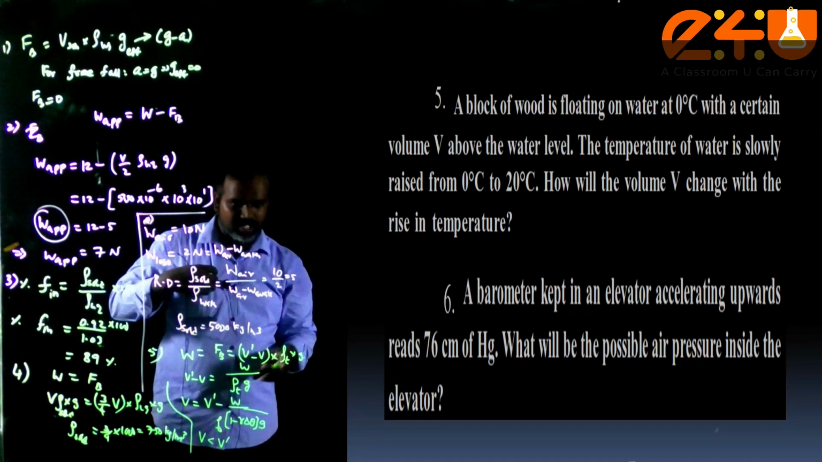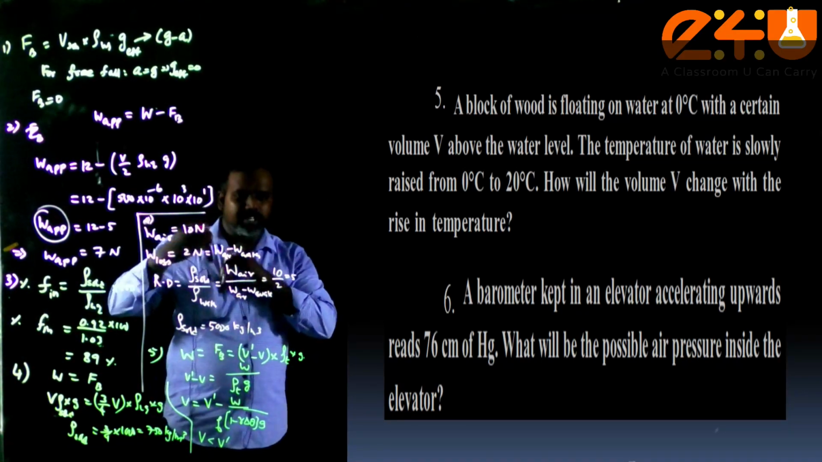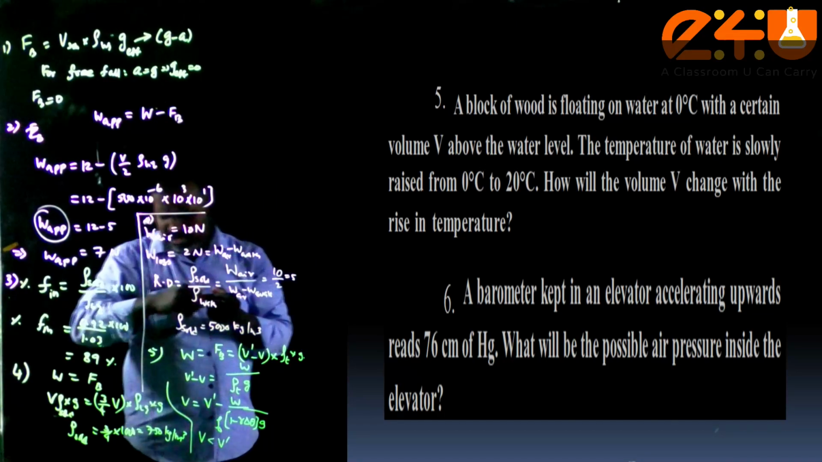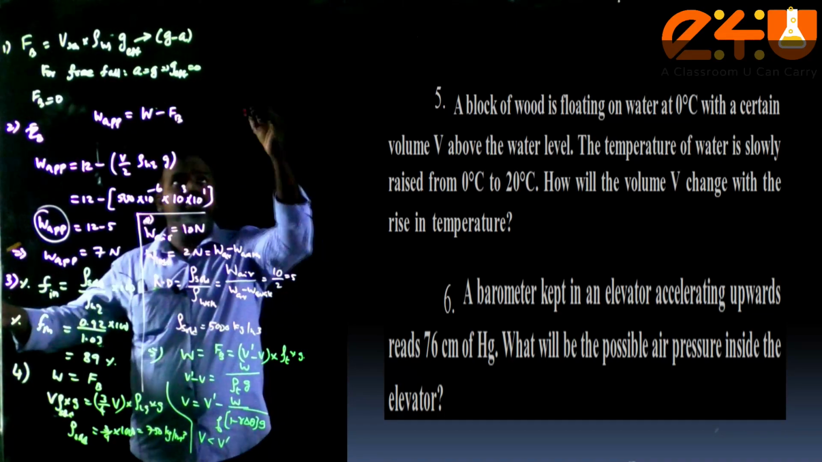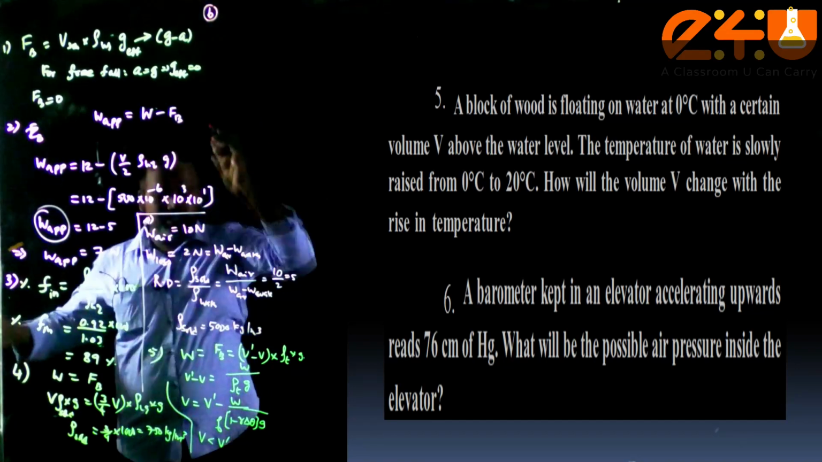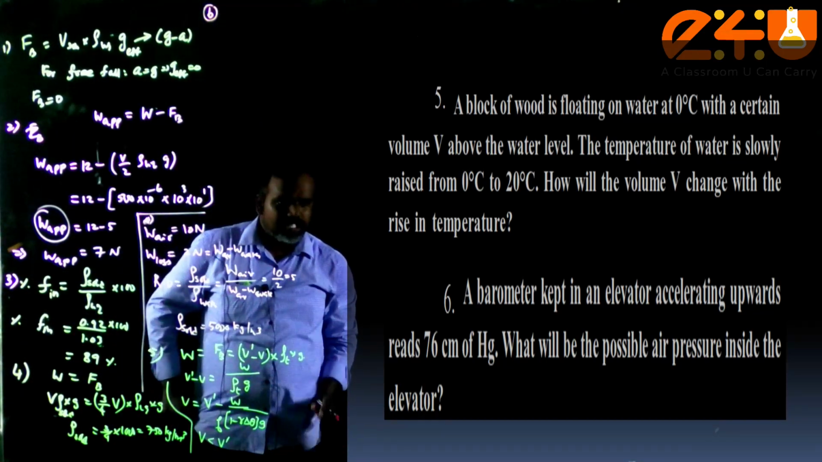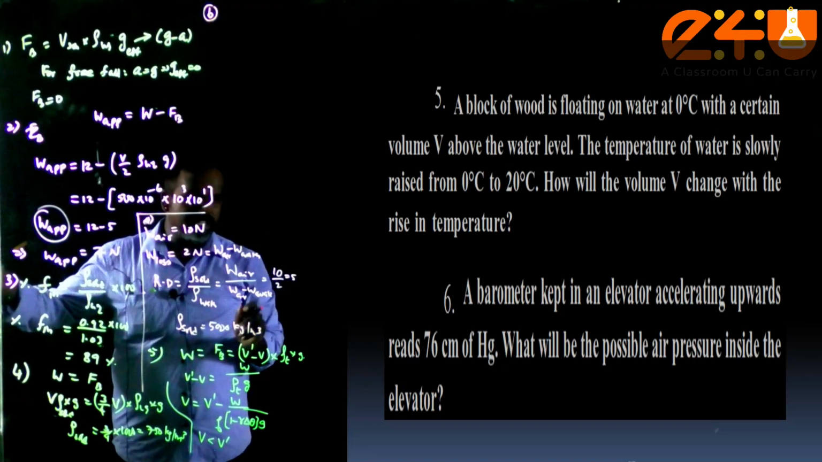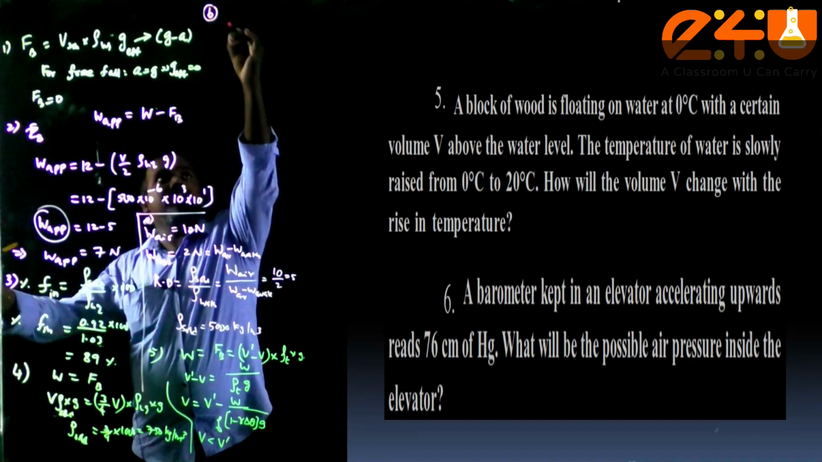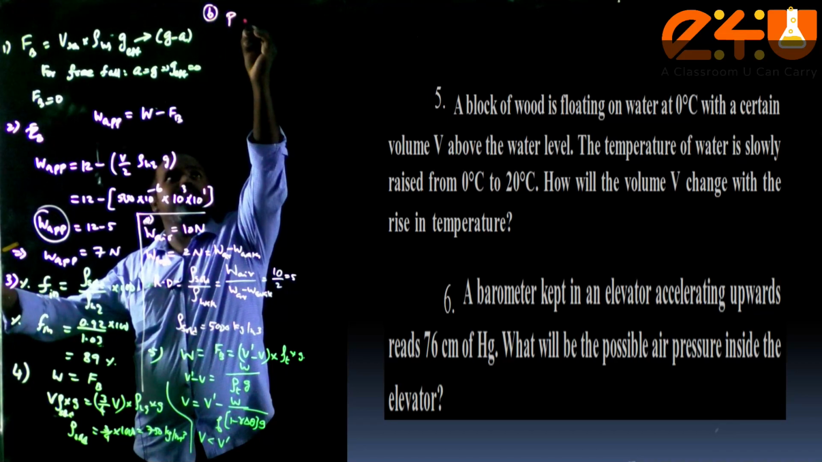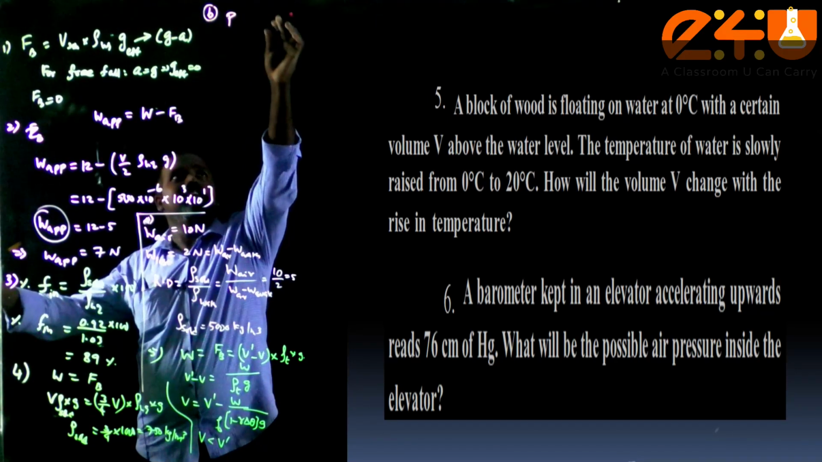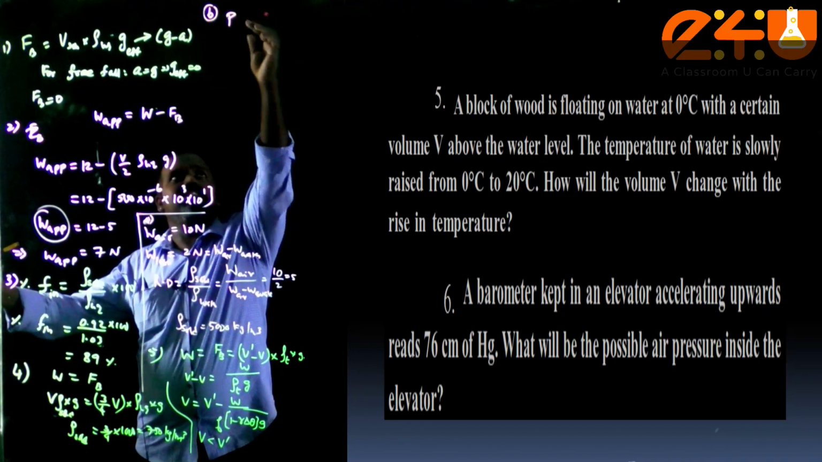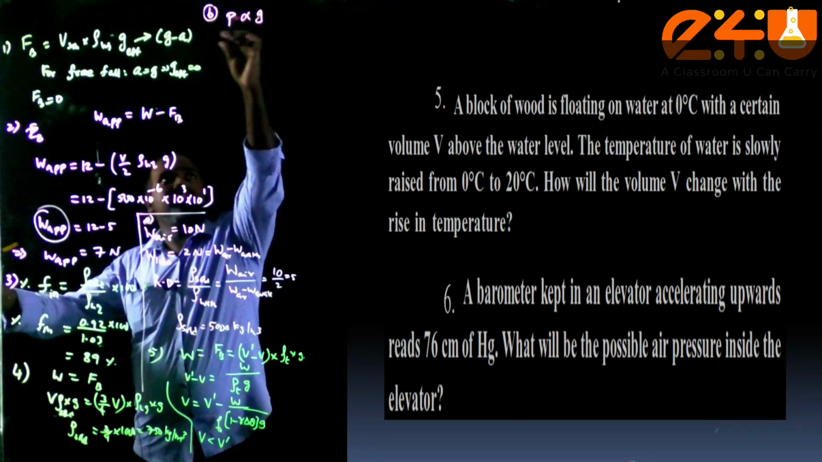Now see another question, that is question number 6. A barometer kept in an elevator. It is the same question as we discussed earlier. Now the initial pressure, the atmospheric pressure, we can write as h rho g. h and rho are constant, therefore I can write that P is directly proportional to g. This is the normal condition.